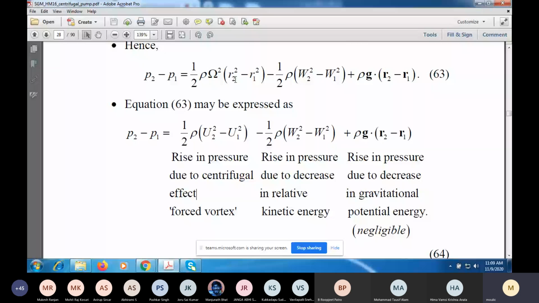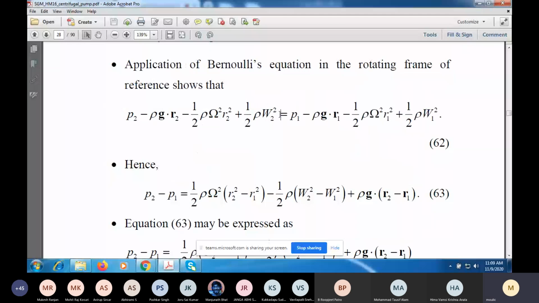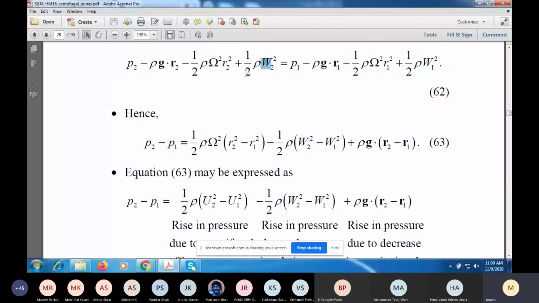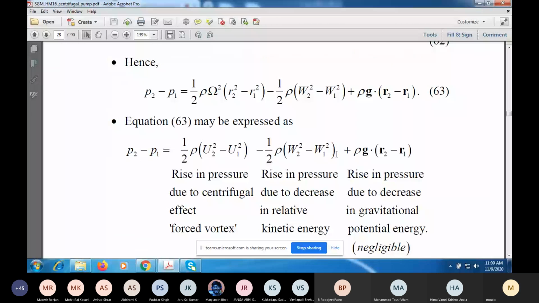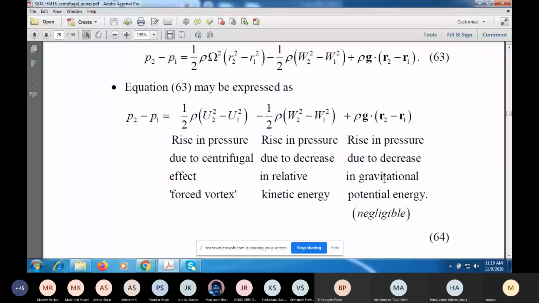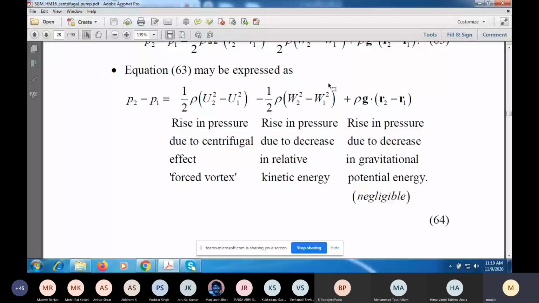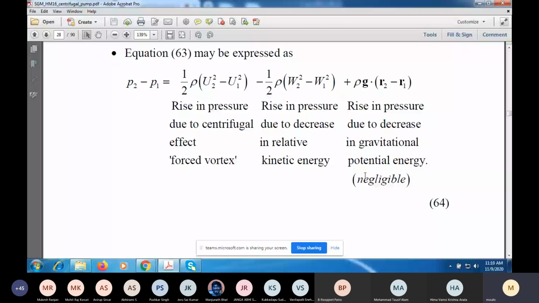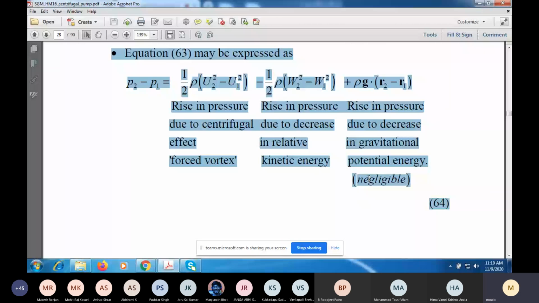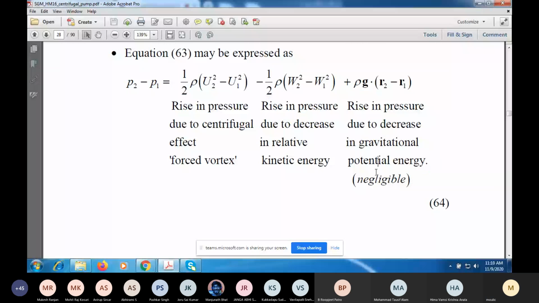And this term is the rise in the pressure due to the decrease in the relative kinetic energy. So because the sum here is conserved of relative kinetic energy and other quantities, if the relative kinetic energy decreases, then pressure will increase. Okay. Likewise, if the gravitational potential energy decreases, then the pressure will increase. So this equation is the prediction of inviscid flow. But usually the last term, the change in the gravitational potential energy, is negligible.